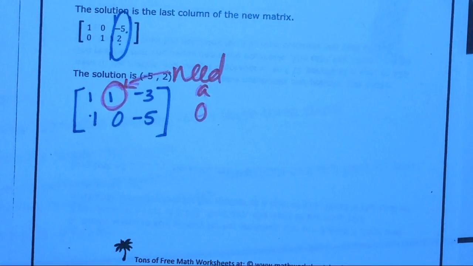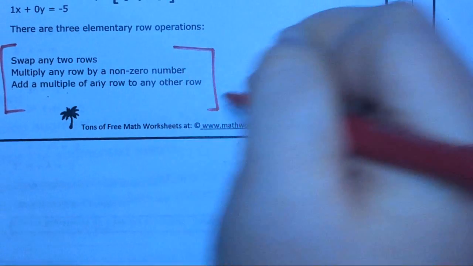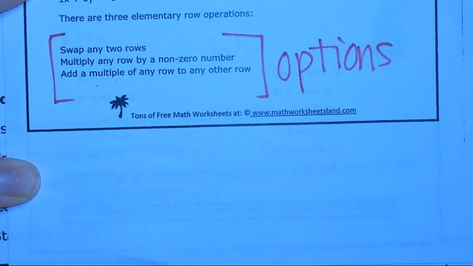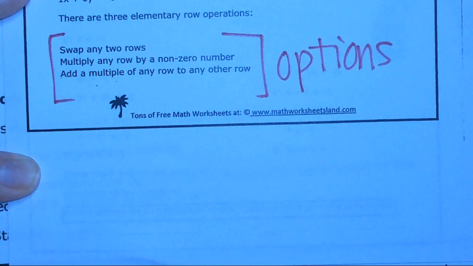So when it says row operations, here's the list. I knew there was a list. Here are your options. Your options for row operations are that you can swap 2 rows. You can multiply a row by any number you want, as long as it's not 0. Or you can add 2 rows together, even a multiple of a row. You can multiply the top one by 2 and then add it to the bottom one.